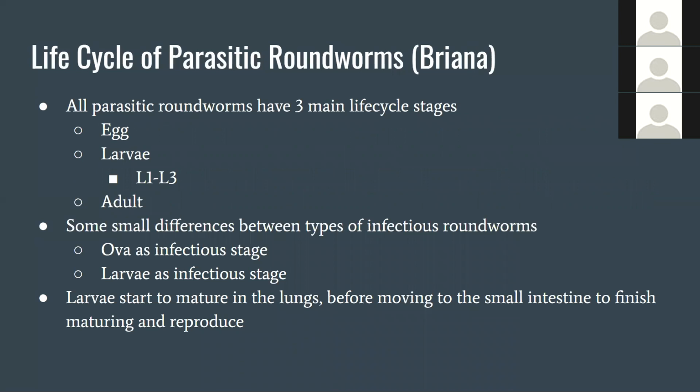The life cycle of parasitic roundworms can vary between species, but all of them have 3 main life stages that are the egg, the larva, which can be broken down into 3 sub-stages, and then the adult. The differences come between what the infectious stage is, the ova versus the larva, but in all of them, the larvae will start to mature in the lungs before moving to the small intestine to finish maturing and to reproduce.